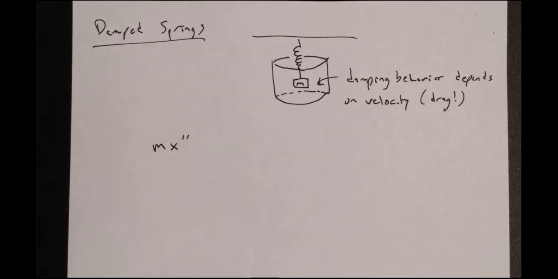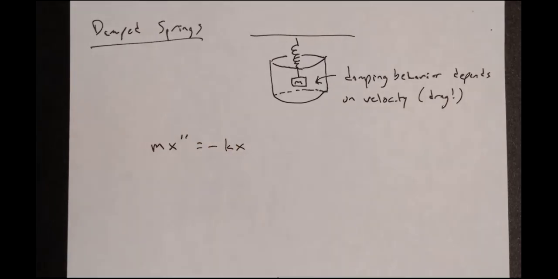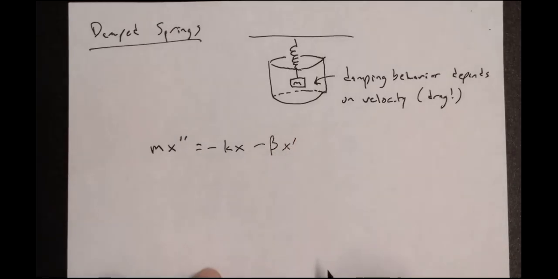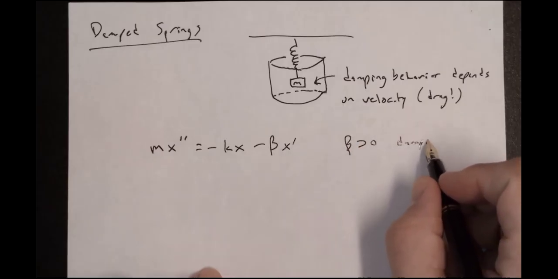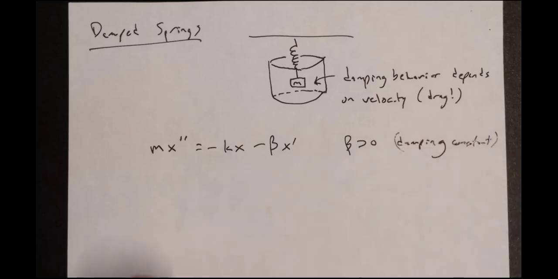And then I have the spring. And then I have this new thing where this beta, bigger than 0, is a damping constant. Like our spring, that's determined experimentally. We actually attach a weight to the piston or dashpot or resistive medium, and we measure how much it causes things to slow down.